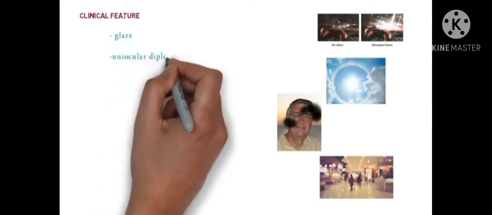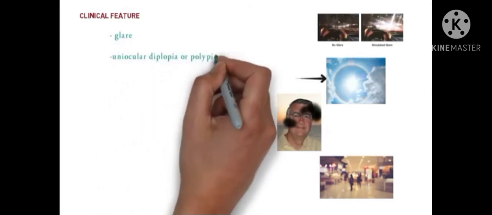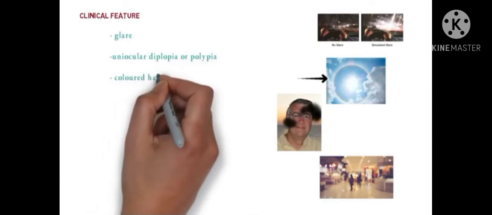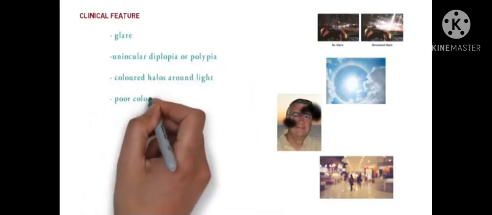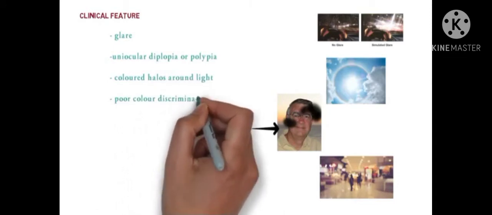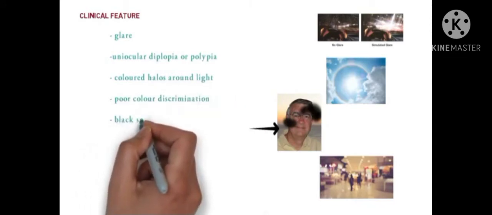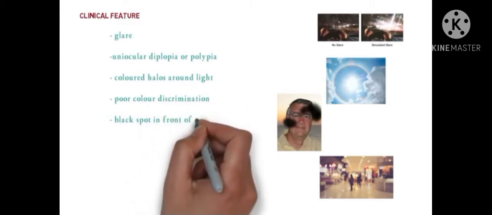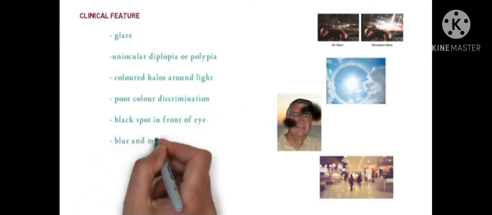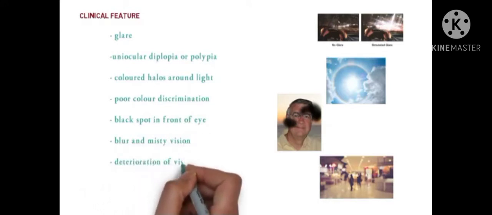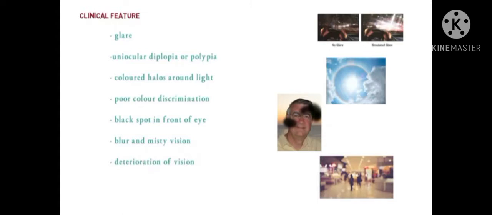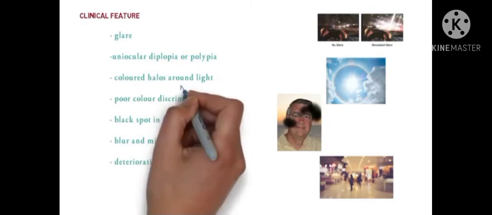So clinical features are glare, uniocular diplopia or polyopia, colored halos around light, look over here, poor color discrimination, black spots in front of eyes, look over here, blur and misty vision, and deterioration of vision. So these are the clinical features of senile cataract. And remember that colored halos are more common in nuclear cataract.